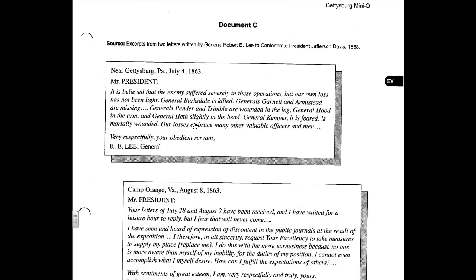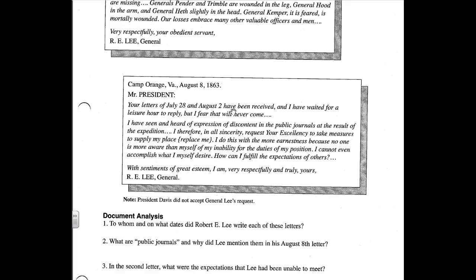Remarkably, Lee did hold on for about another 2 years, actually 21 months after the Battle of Gettysburg. He will hold on, knowing at that point he was not expecting a military victory. He was holding on for the opportunity for the President of the Confederacy, Jefferson Davis, to reach a political settlement in the war. Final note here for Document C, General Robert E. Lee's letters.